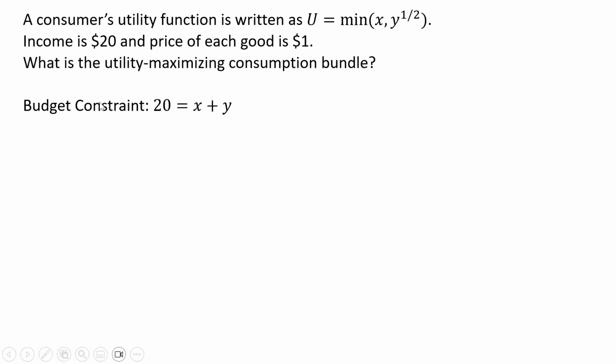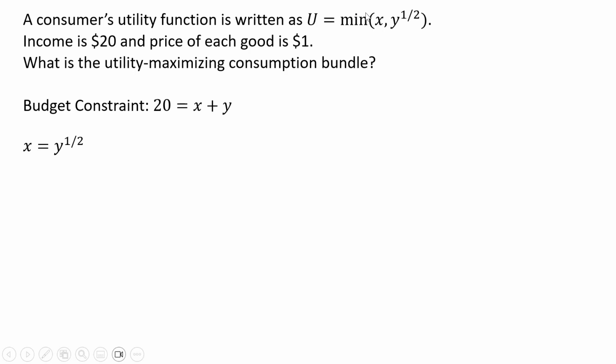And now we'll write the consumer's budget constraint. We've got the consumer's income, which equals the price of good X, which is $1, multiplied by units of good X, plus the price of good Y, which is also $1, multiplied by units of good Y.